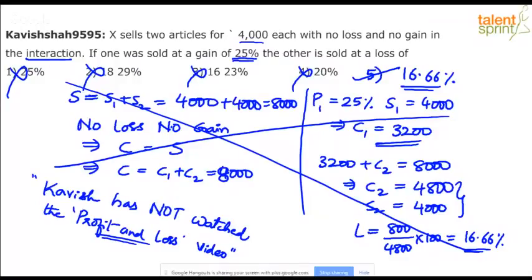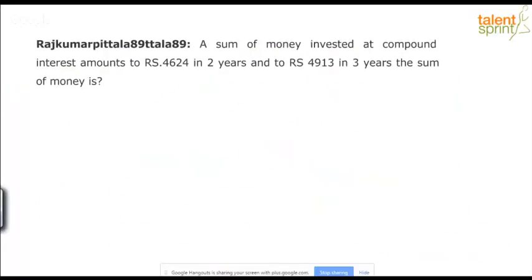Let me move on. Rajkumar Pittala, right? A sum of money invested at compound interest amounts to rupees 4624 in 2 years and rupees 4913 in 3 years. The sum of money is? Now, Rajkumar, this question can be solved by dividing the two amounts. You know that. We have solved these types of questions, but because you have a doubt, I have to complete it. I can say this also is easy and skip it, like everybody's question is easy. But Rajkumar will feel bad if I say this is easy. So I will have to solve it for Rajkumar.